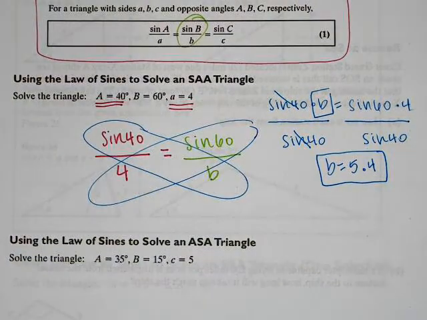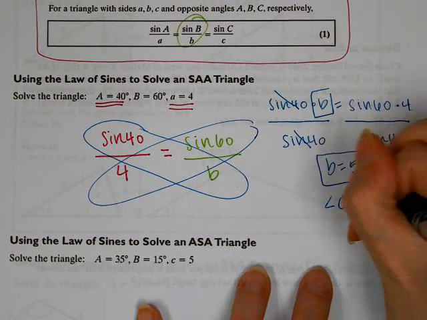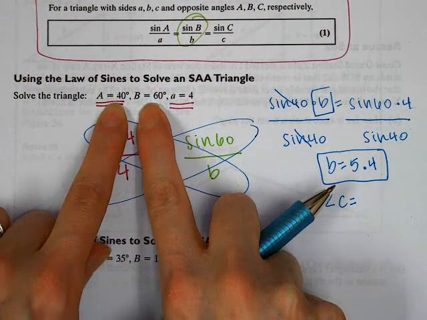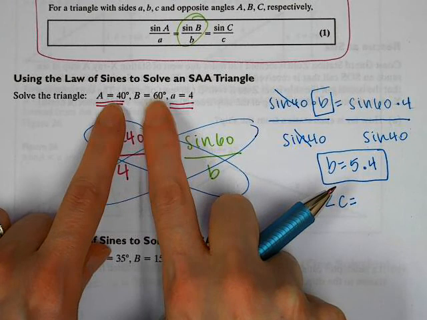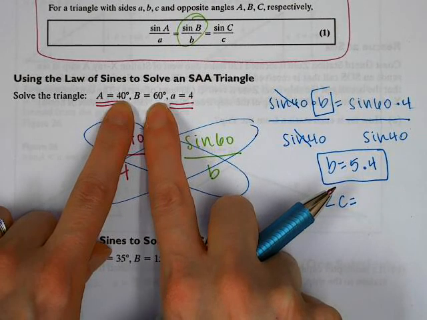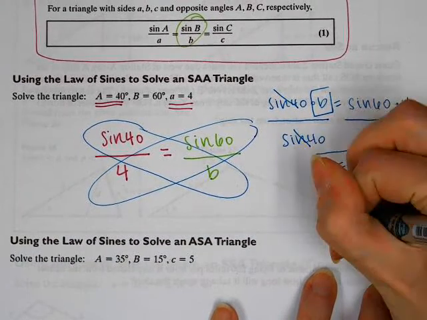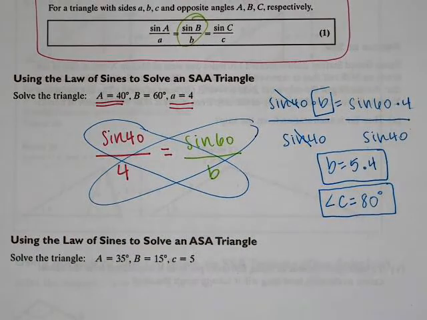Okay, and then we need to find angle C and side C. So to find angle C, that's going to be really easy because we know that three angles in a triangle always add to 180. So if you do 180 minus these guys, 180 minus 100 is 80 degrees. Okay, and now I think the only thing missing is side C.